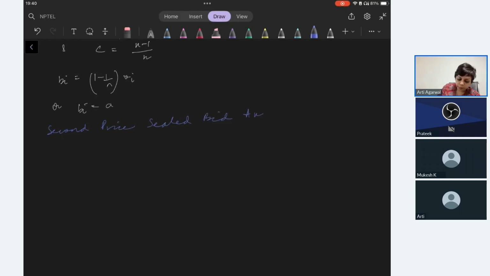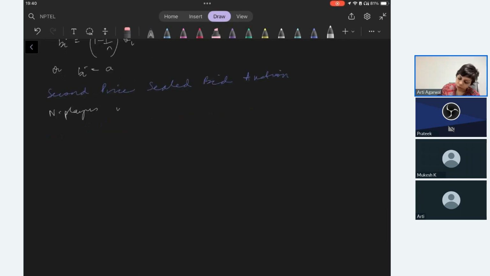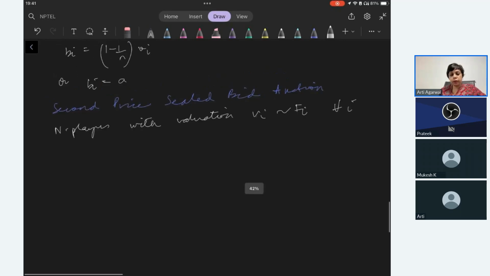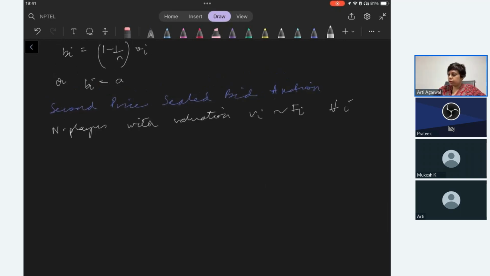Okay, so you're given n players with valuation vi following a CDF of, say, Fi, for all i. Each player has the same distribution. That much you are given. They are not all different distributions; the form is the same. So, for example, they all are uniform, or they are all normal, or they are all something else. We don't know what exactly, but we know that they all follow the same functional form.